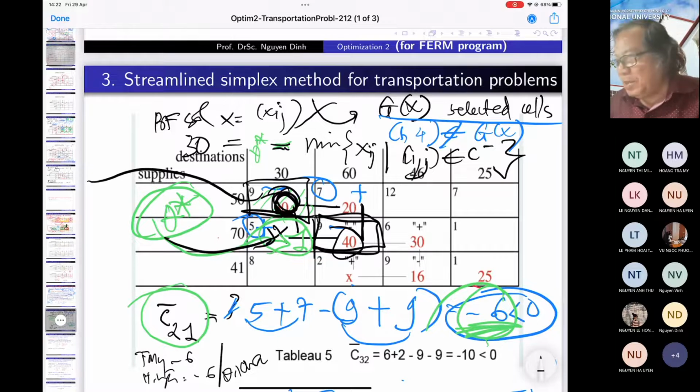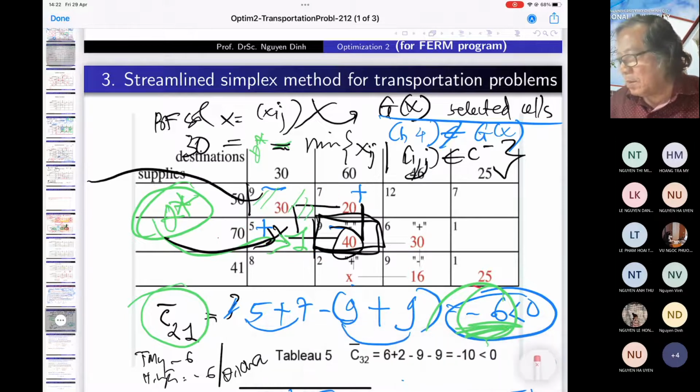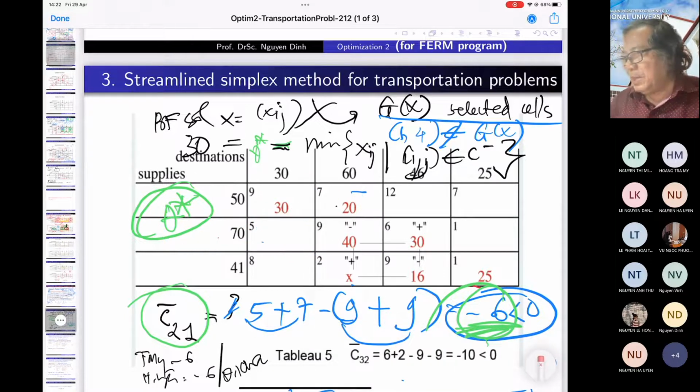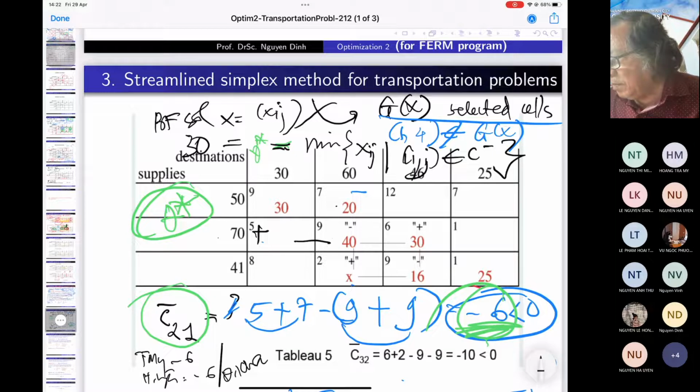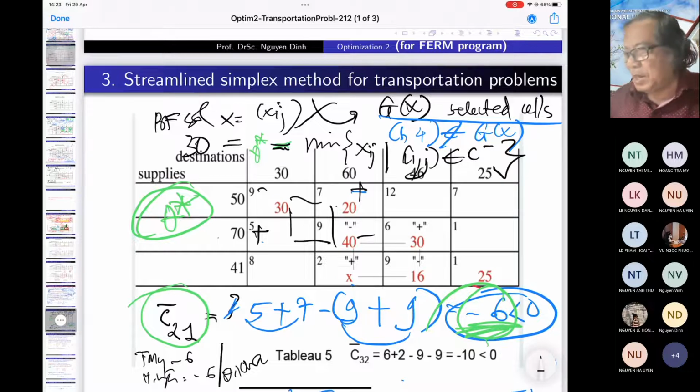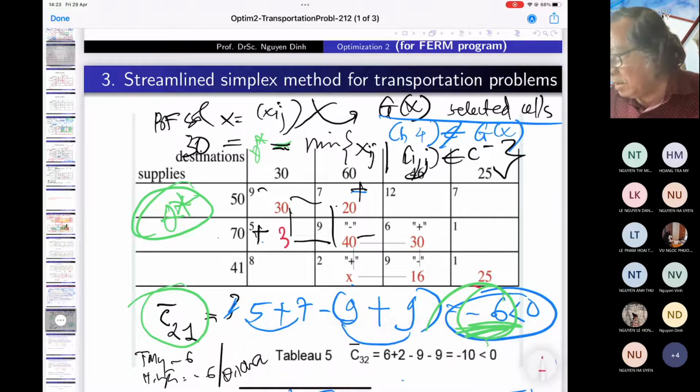In this case, if you choose this as the entering variable, then it becomes plus, and then minus, minus, plus, minus. Is that okay? You have this cycle, and if you choose that one, you move 30 here, and this becomes 0, and this becomes what? The C12 becomes what?